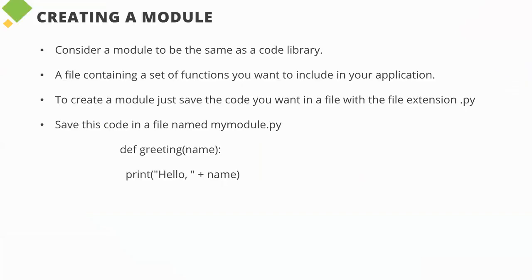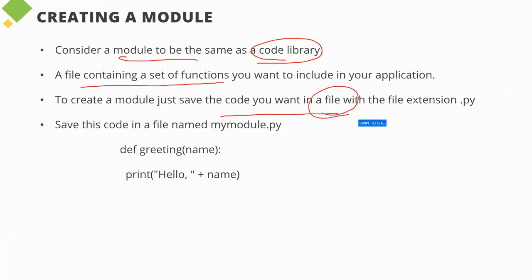So let's see what a module is. A module consists of files, attributes, and many more. What is a file? A file contains a set of functions or instructions. A module can be considered the same as a code library, and a file contains the set of functions you want to include in your application. So to create a module, we use this simple method.